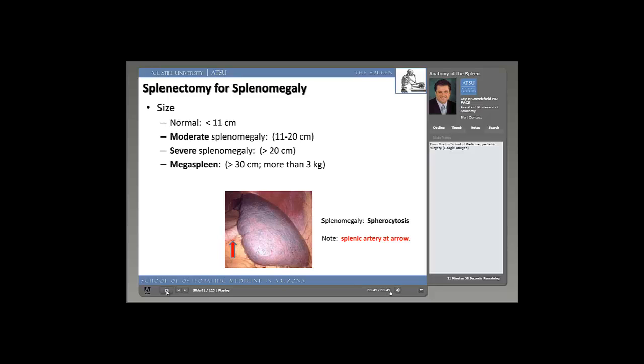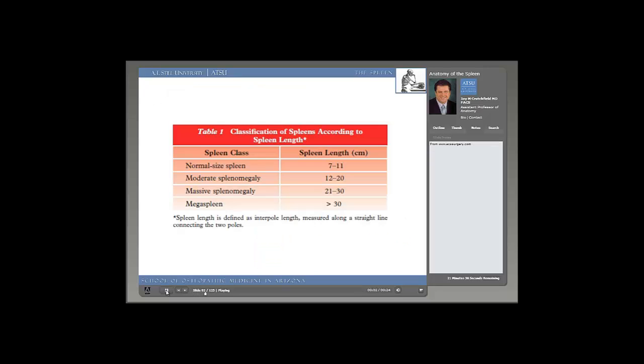Megaspleen is greater than 30 centimeters. Massive splenomegaly is bigger than 20 centimeters but less than 30. A normal spleen is less than 11 centimeters, and a moderate splenomegaly is between 12 and 20. Again, you don't need to memorize this. Splenic length is usually measured using ultrasound and not CT scan.